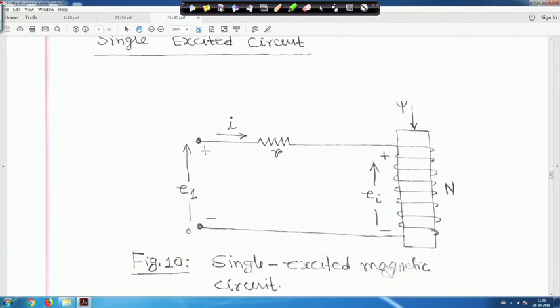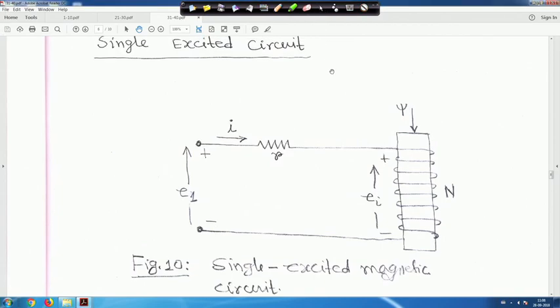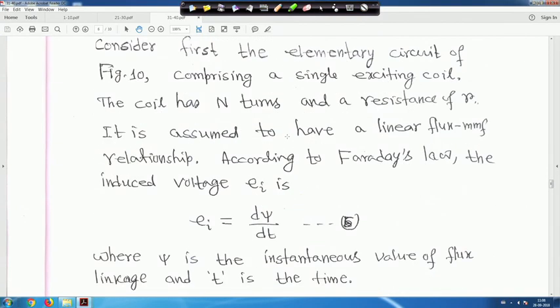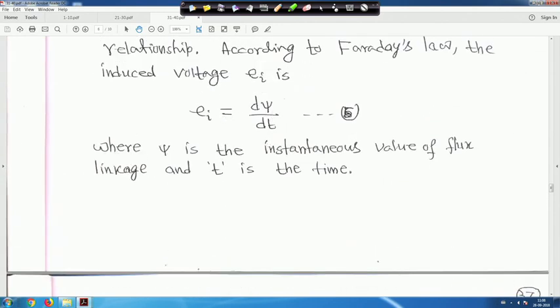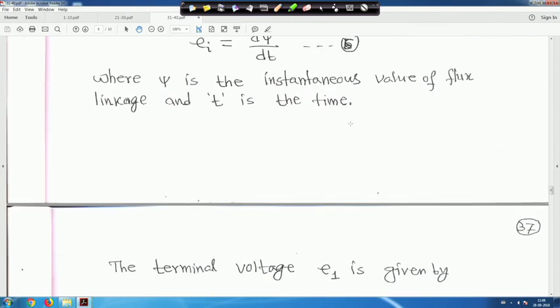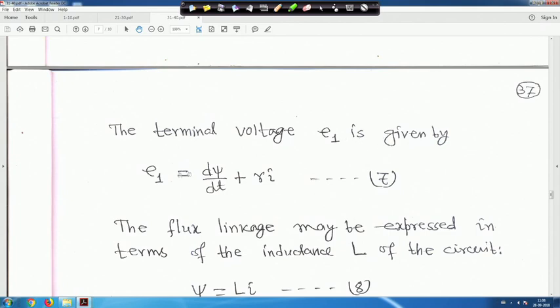EI is equal to d psi by dt, because this voltage is EI and this is the number of turns n. So, EI is equal to d psi by dt, this is equation 6. The terminal voltage U1 is then given by U1 is equal to EI plus RI, but EI is equal to d psi by dt. So, U1 is equal to d psi by dt plus RI, which is understandable without going back to the figure.